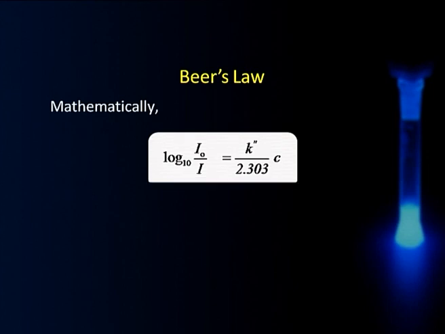Let us see the mathematical expression for Beer's law. We can say that log to the base 10 of I naught by I is equal to another constant, k by 2.303 into c, because this depends on the concentration there.